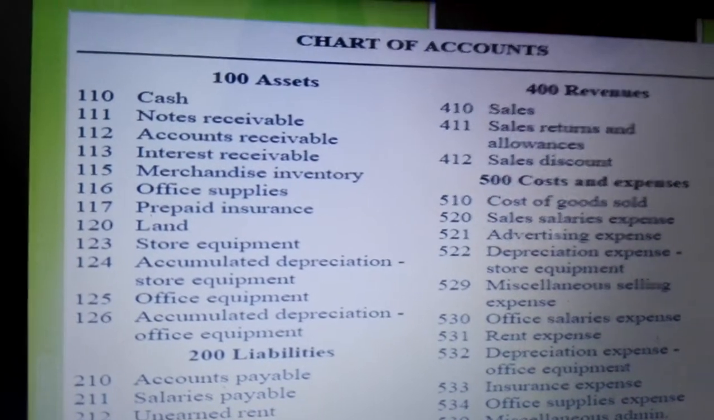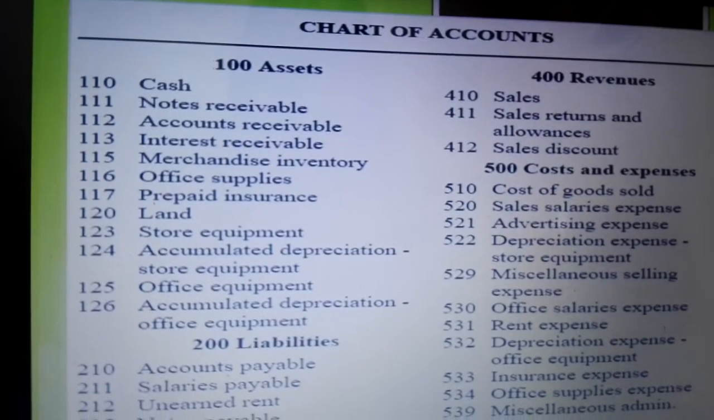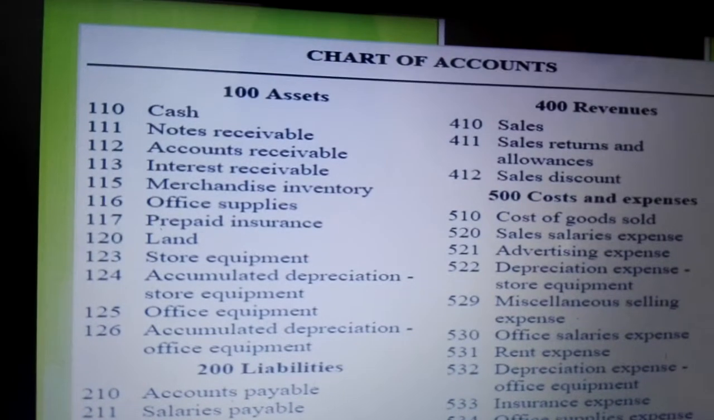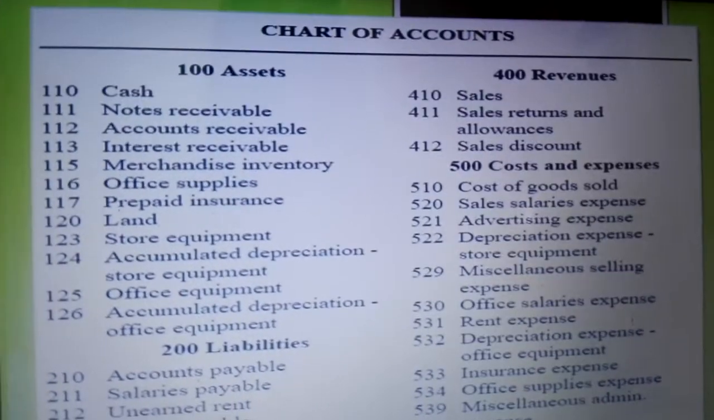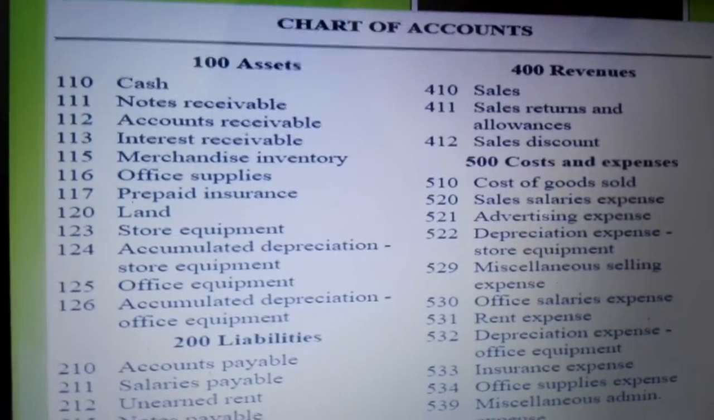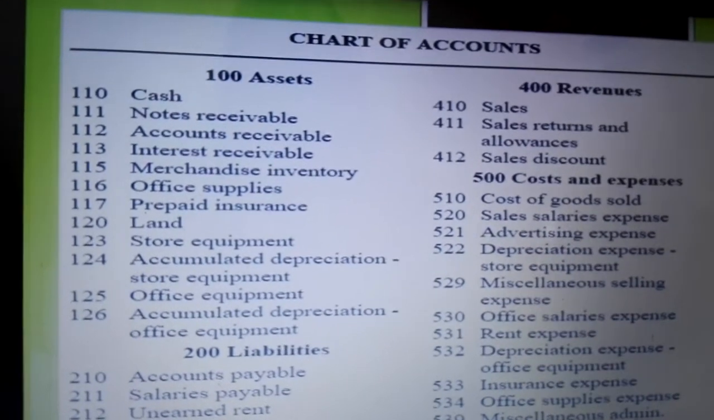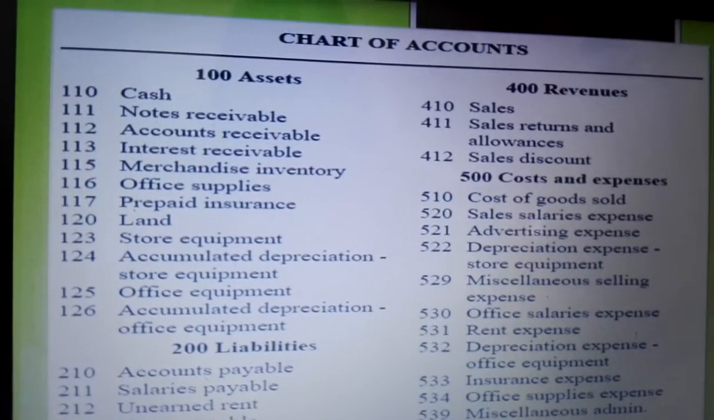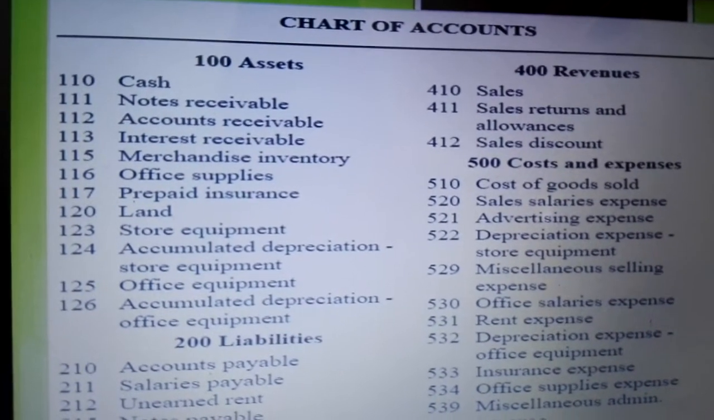But without signing a note, that turns out to be account receivable. Remember, receivable pertains to you as the owner, that you have the right to claim money from the clients. Same thing as interest receivable.